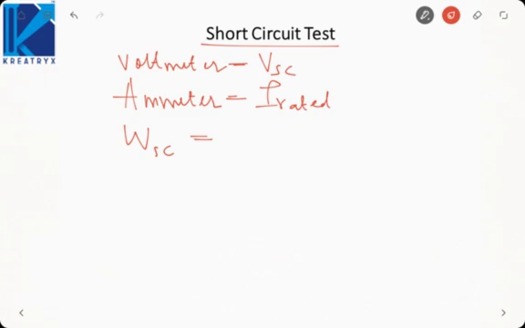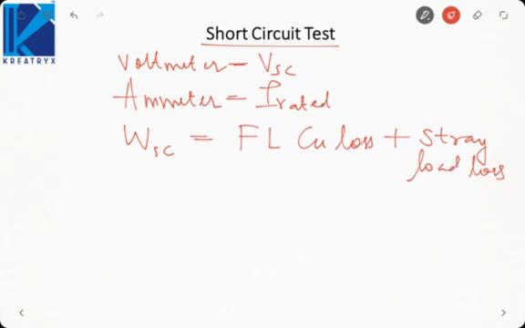Since rated current or full load current is flowing, the copper losses, meaning the losses occurring in the winding resistance, will be called full load copper loss, because the current flowing is the rated current or the full load current in the transformer. The other variable loss is stray load loss. We will consider in the next lecture what is meant by stray load loss, but stray load losses are also variable losses.